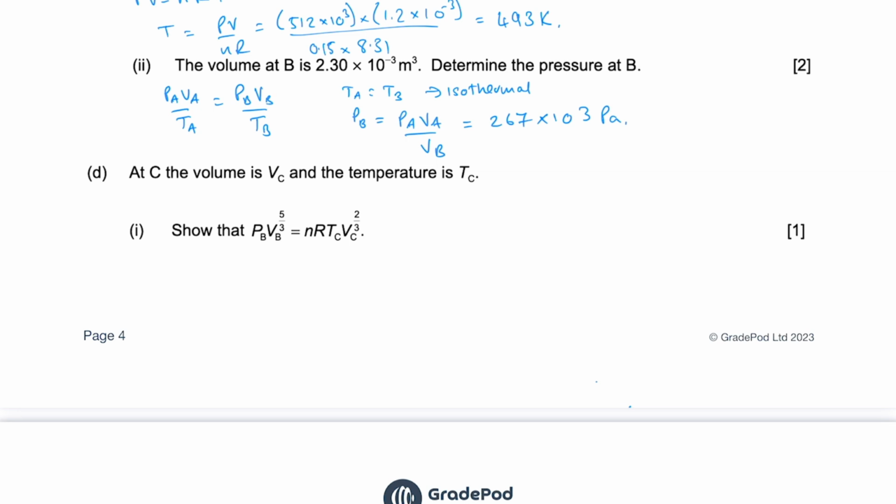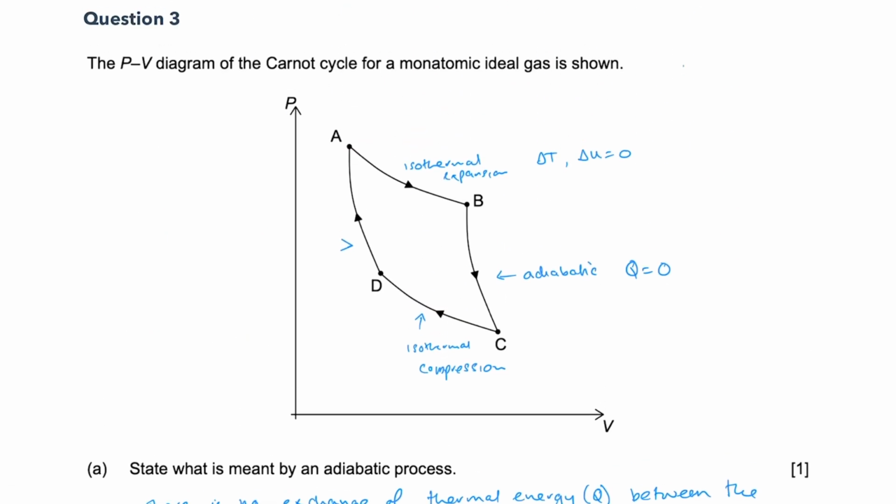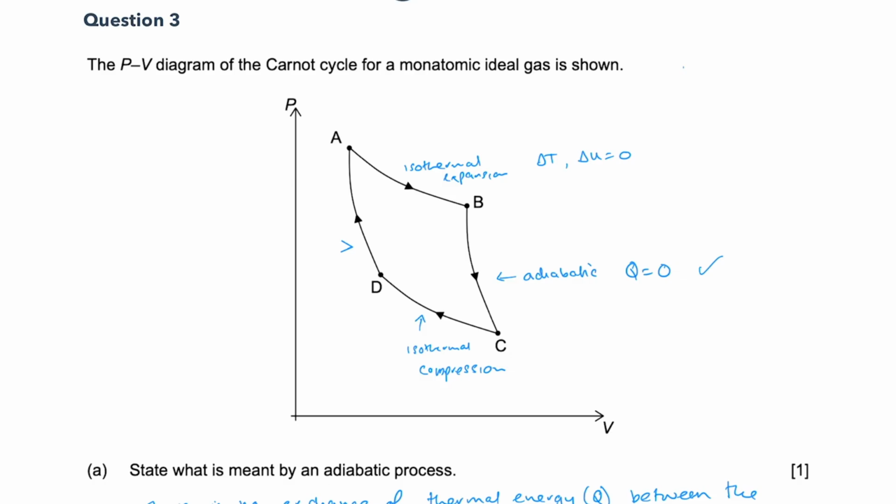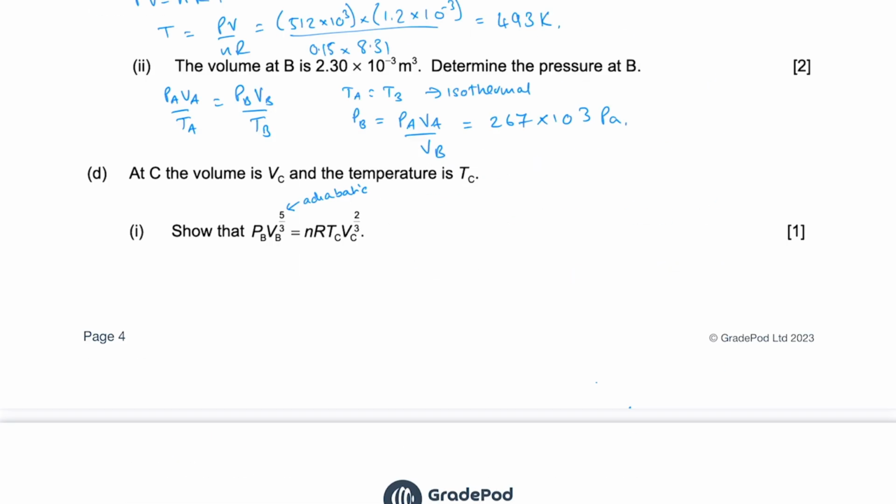D. At C, the volume is VC and the temperature is TC. Show that... Okay, well, this is ringing adiabatic alarm bells to me, so let's just check that our process from B to C is adiabatic. B to C, adiabatic. Great. We know that for an adiabatic expansion, we're looking at PBVB^(5/3) is equal to PCVC^(5/3). But we don't want to show that. We want to show something in the middle here.